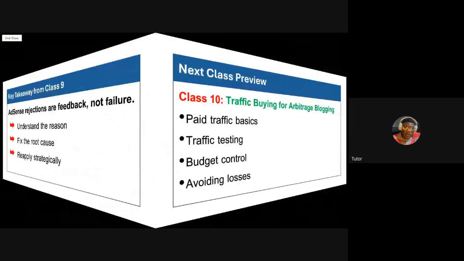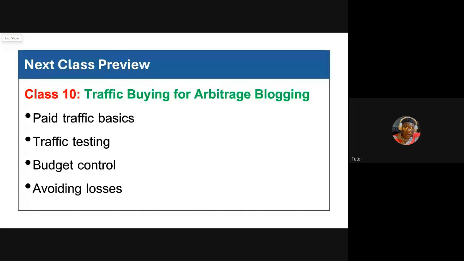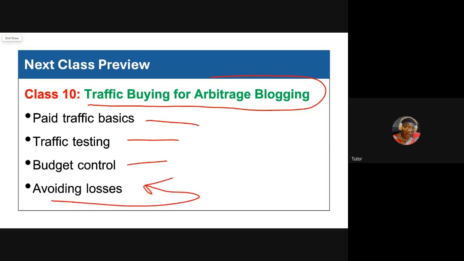Okay? Now, next class preview, which we are also going to have now. We are going to be learning traffic buying for AdSense arbitrage blogging. We are going to be looking into page traffic basics, traffic testing, budget control, and avoiding losses. These are the things we'll be going into.